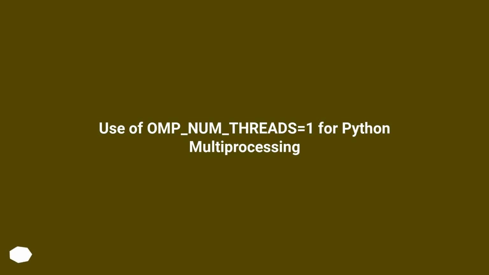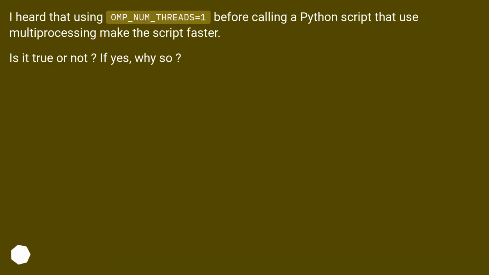Use of OMP_NUM_THREADS equals 1 for Python multiprocessing. I heard that using OMP_NUM_THREADS equals 1 before calling a Python script that uses multiprocessing makes the script faster. Is it true or not? If yes, why so?